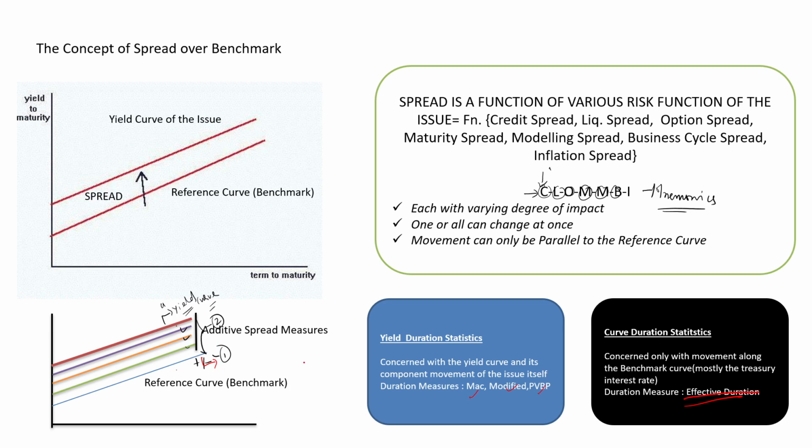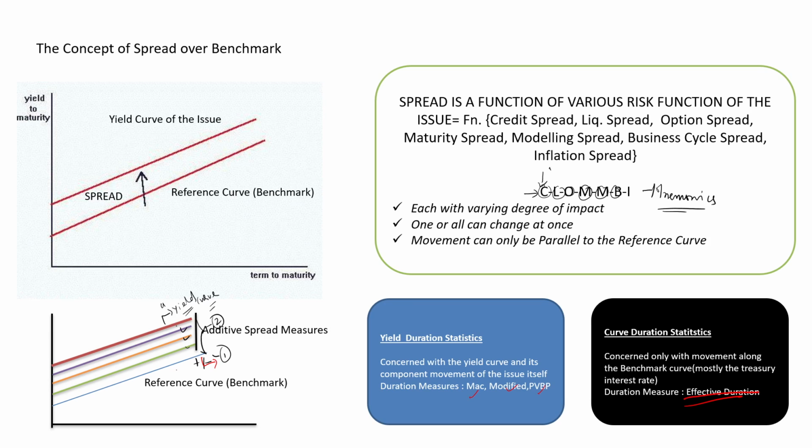So this is the main distinction between the two. Now, why it is so, we will come to a little later as we cover the need for distinguishing between the Macaulay, modified, PVBP and that of the effective duration. We will discuss in detail why this distinction is required. Suffice to say, as far as this particular slide is concerned, know this: there is a distinction between these two sorts of duration measure.